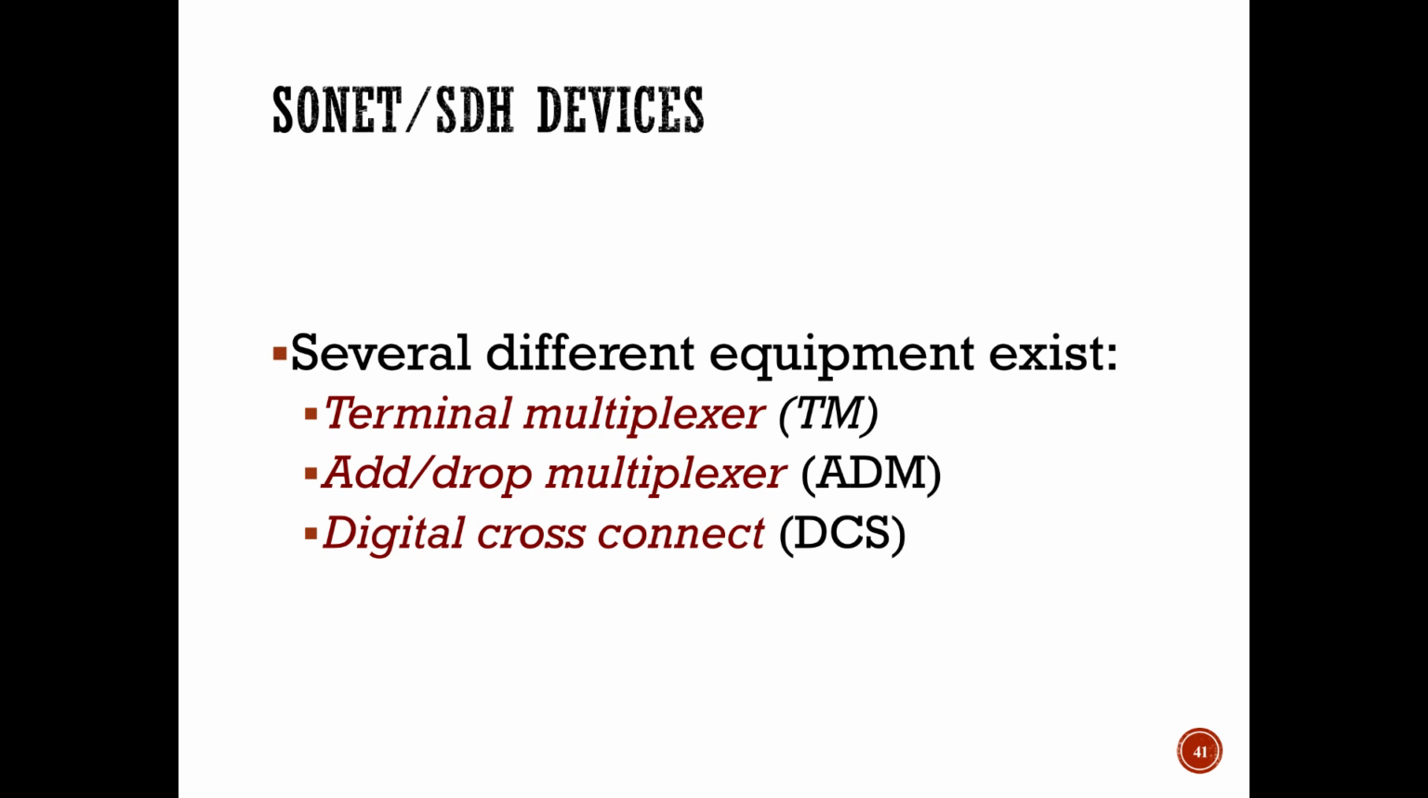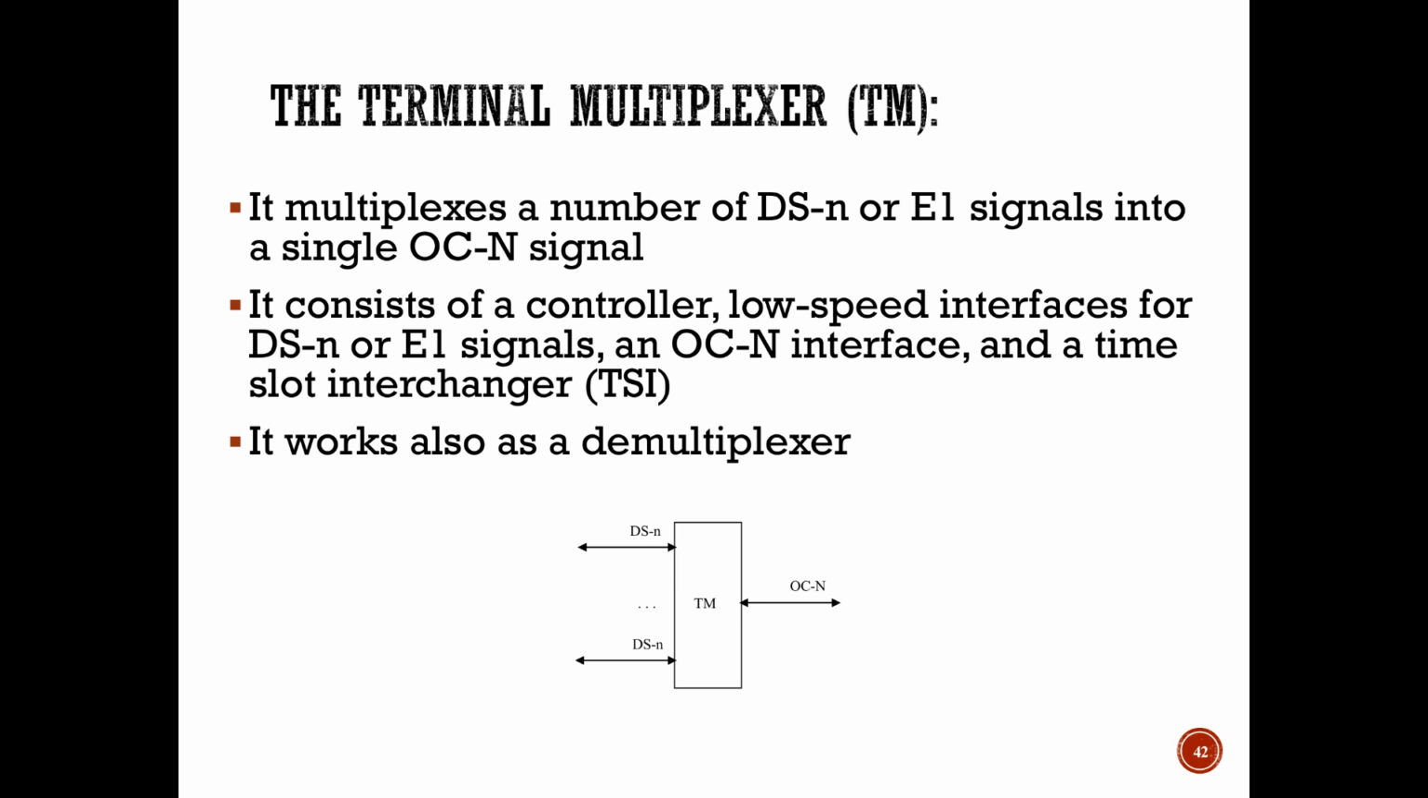SONET/SDH devices. Several different equipment exist: terminal multiplexer, TM, add/drop multiplexer, ADM, digital cross-connect, DCS. The terminal multiplexer, TM, multiplexes a number of DSN or E1 signals into a single OCN signal. It consists of a controller, low-speed interfaces for DSN or E1 signals, an OCN interface, and a time slot interchanger, TSI. It works also as a demultiplexer.